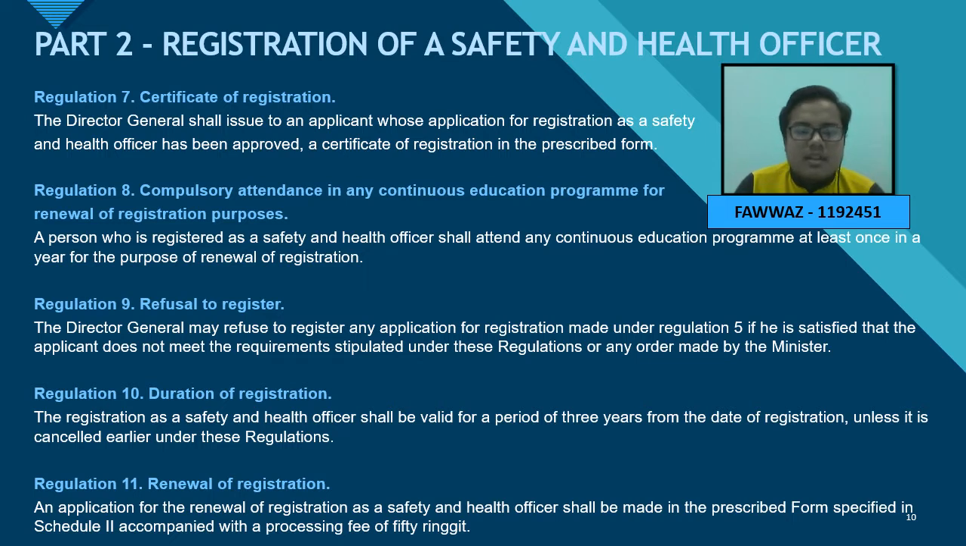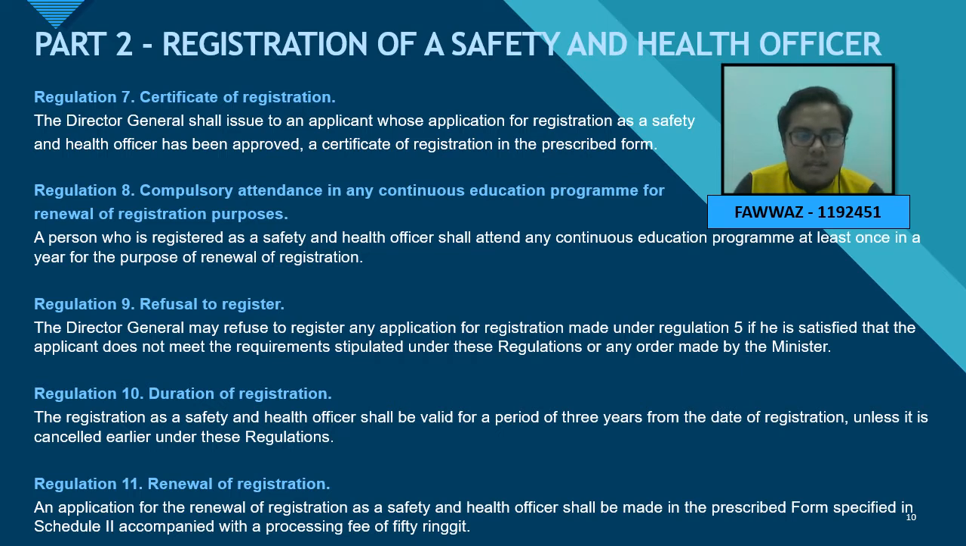The Director General may refuse to register any application for registration made under Regulation 5 if he is satisfied that the applicant does not meet the requirement. Next, Regulation 10, which is duration of registration. The registration as a Safety and Health Officer shall be valid for a period of 3 years from the date of registration. And lastly, Regulation 11, Renewal of registration.